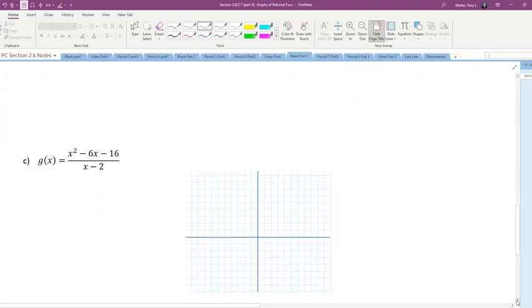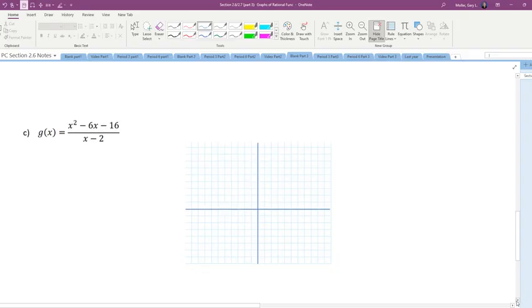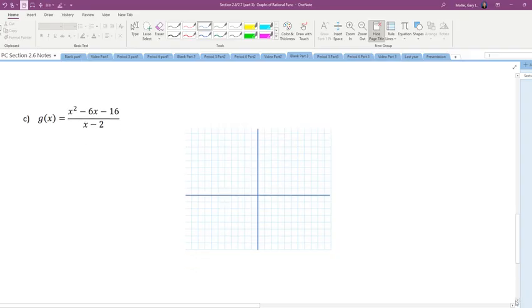All right, we have a similar situation. Our degree on the top is bigger than the degree on the bottom. So this is not going to have a horizontal asymptote. We better factor this before we make any more decisions, or attempt to at least. 8 times 2 is 16. 8 minus 2 is 6. So yeah, that's going to work.